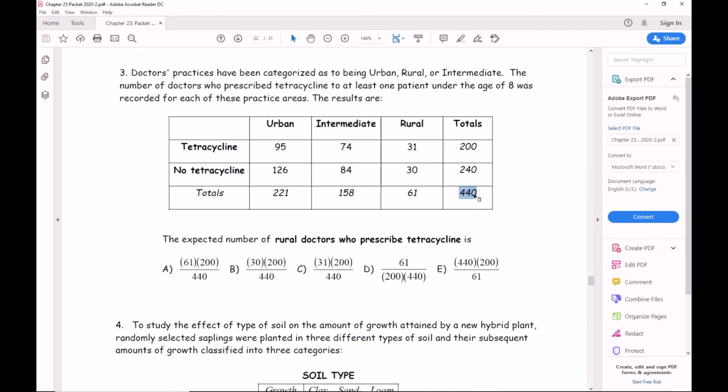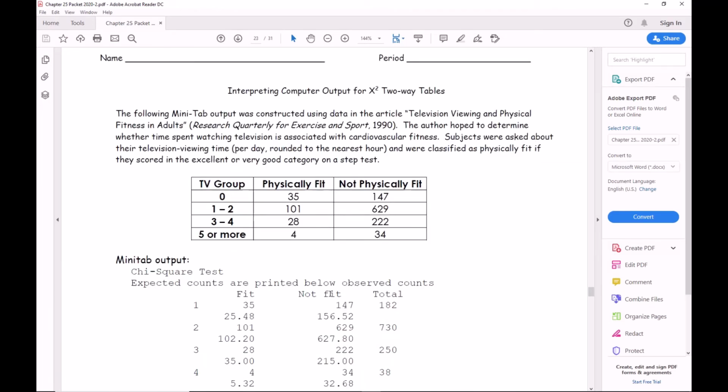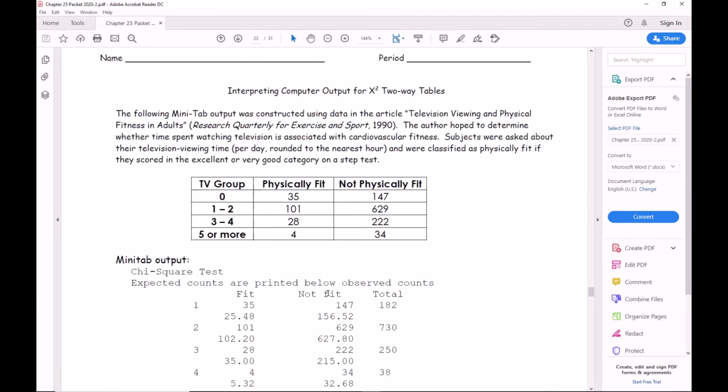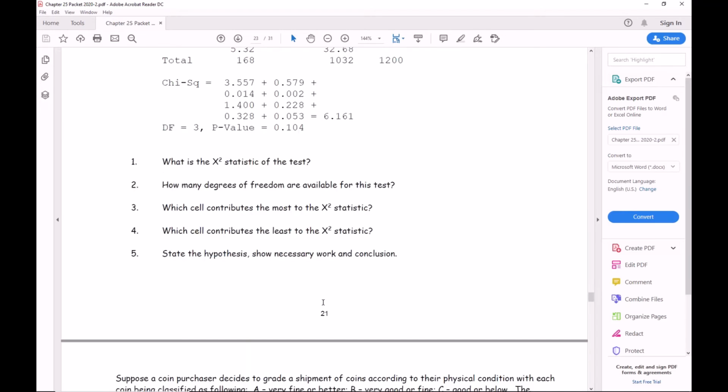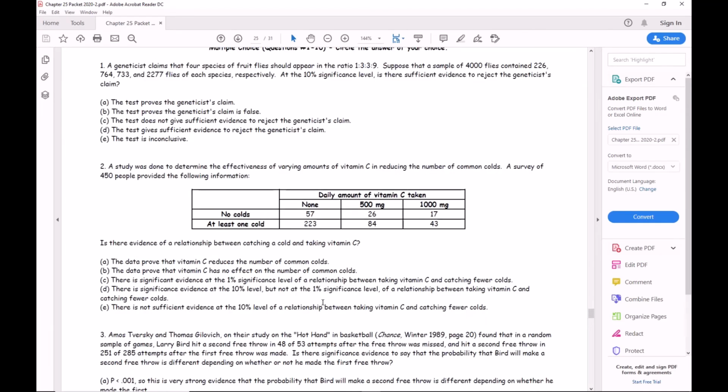Anyway, this is just asking you about the formula, and this one, does quality appear to be evenly distributed? That's homogeneity. All right, then we had a day where we interpreted computer output. I do have a video posted on that, so please feel free to check that out. I'm not going to reteach it here. This is a good review.